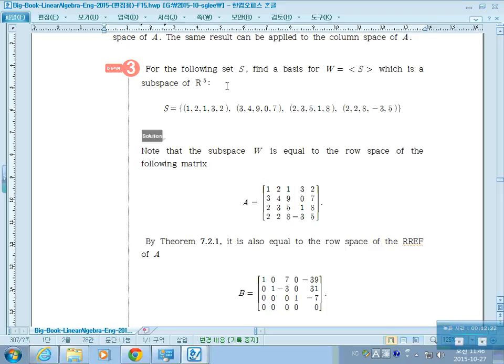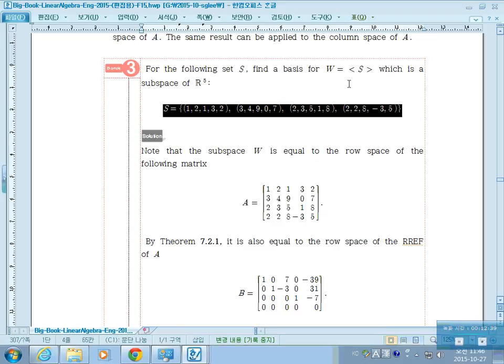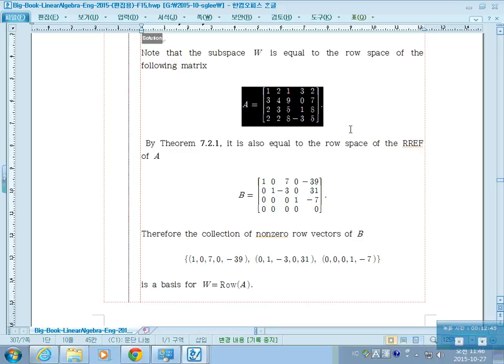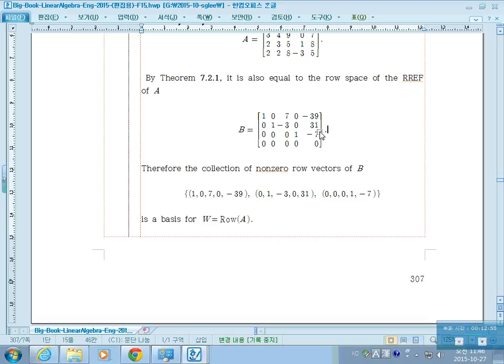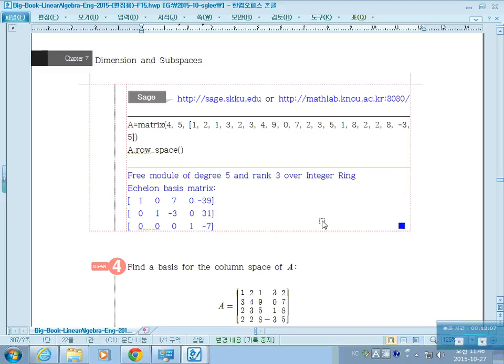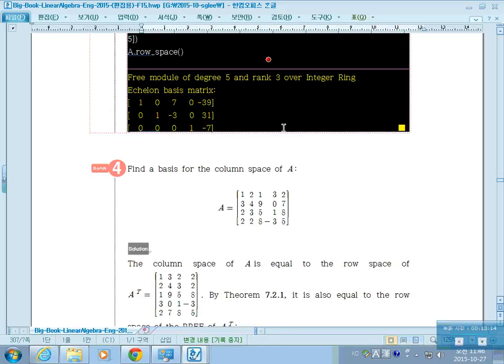Okay, anyway. For the following set S, find a basis for W, which is a subspace of R5, like this. Then form a matrix A, and then we can find the RREF of A, which is B like this. Then from here, we can find the row space. The collection of these three non-zero row vectors forms a basis for the row space of A. That comes from the earlier theorem. These three vectors form a basis for the row space.